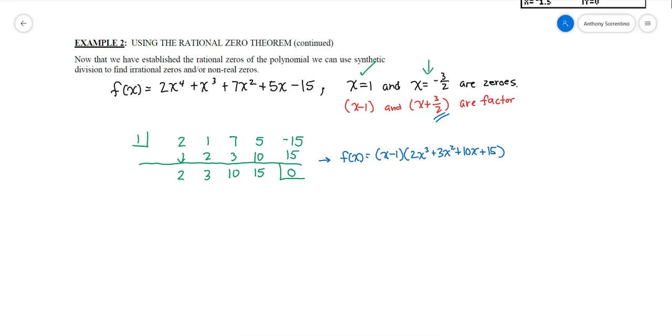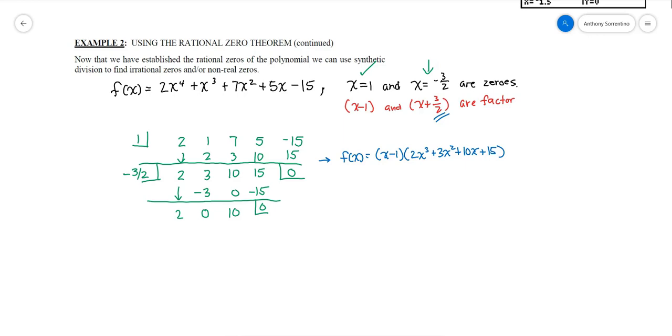So I'm just going to start with this list of coefficients again and divide by the negative 3 halves. Bring down the 2. Negative 3 halves times 2 is a negative 3. Add those, I get nothing. Negative 3 halves times 0 is 0. Plus 10 is 10. Negative 3 halves times 10 is a negative 15, which gives me a 0.